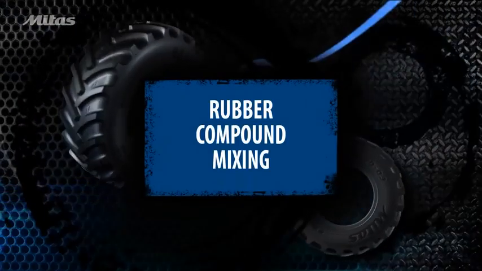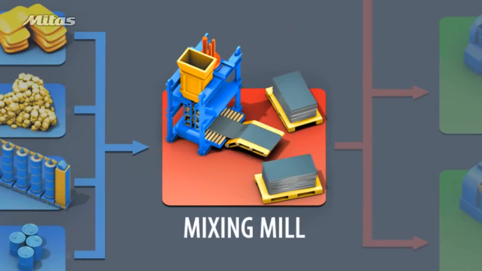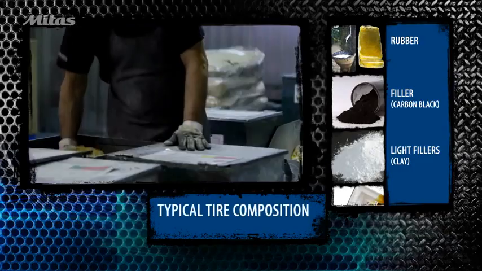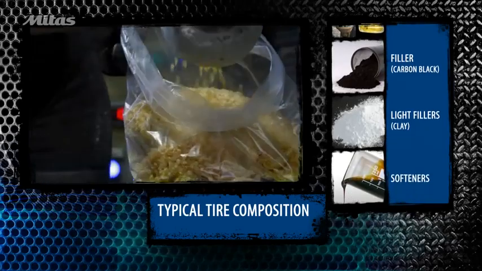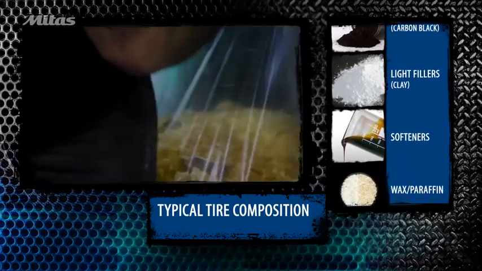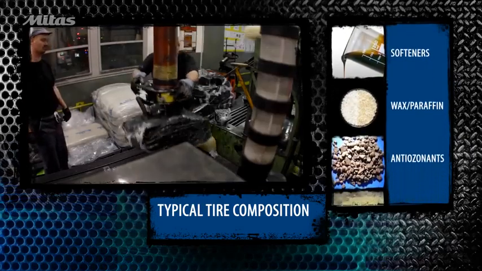Rubber compound mixing. The first stage of tire production is rubber compound mixing. At the rubber mill, the rubber is mixed with various materials. These include fillers, clay, and carbon black. At the last stage of mixing, sulfur and curing agents are added.